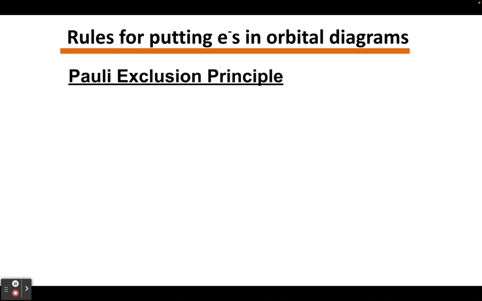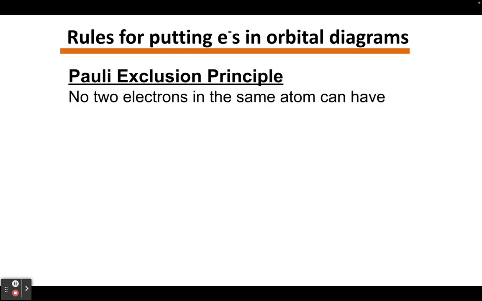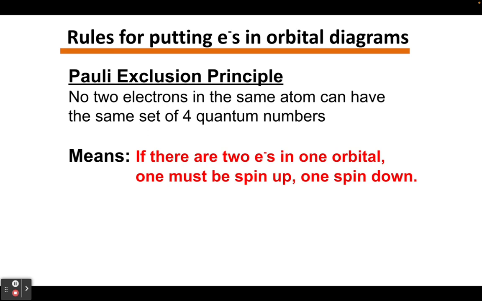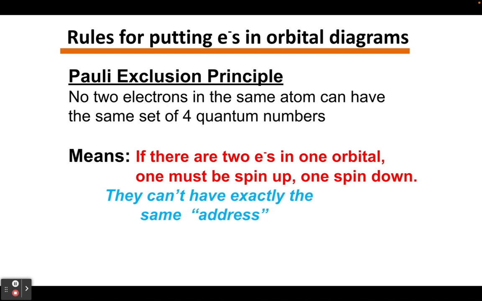So then there's the Pauli exclusion principle. The Pauli exclusion principle says that no two electrons in the same atom can have the same four quantum numbers. What does that mean in normal English? That means that if there are two electrons in one orbital, one has to be spin up, the other has to be spin down. They can't have the same spin. They can't both be spin up. They can't both be spin down. They have to be opposites of each other. And so you can only have two electrons in one orbital at the same time, and they have to have opposite spin. Okay, so they can't have exactly the same address if we're thinking in terms of address.